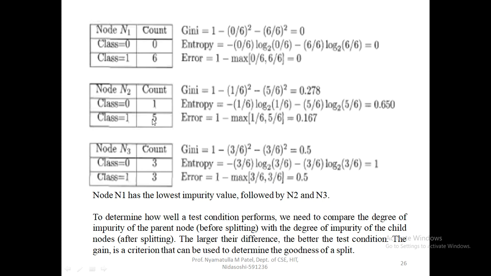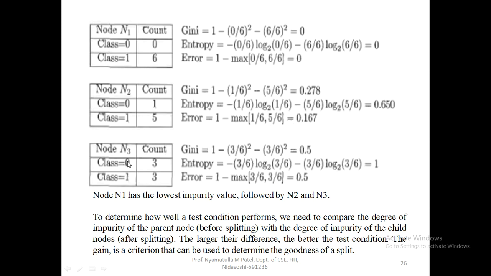So, for this particular class, count 5 by 6 log 5 by 6 to the base 2, that will give you 0.65, and error is equal to 1 minus max of 1 by 6 and 5 by 6, that is 1 minus this value, which will give you 0.167.